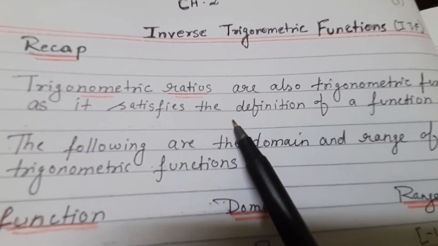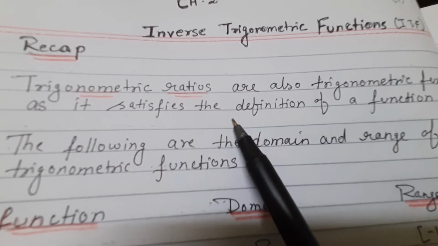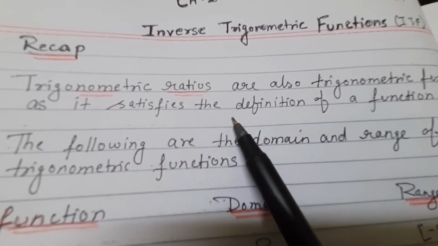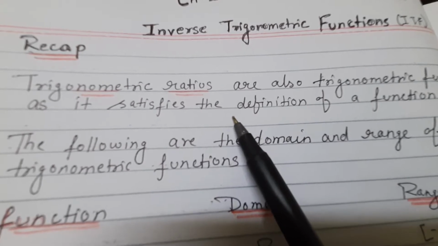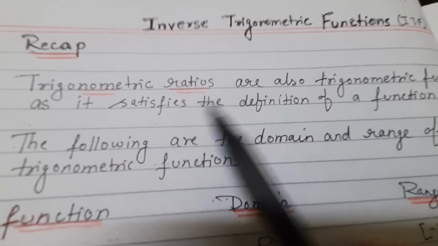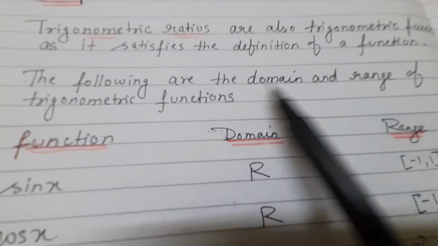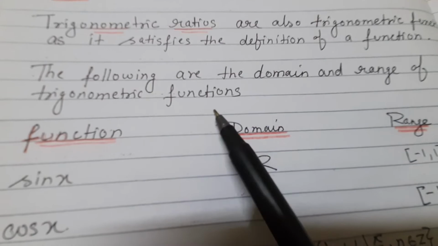For example, sine of pi by 4 is 1 by root 2. It cannot be anything else. Sine of pi by 4 cannot be 1. So it satisfies the definition of a function. Therefore, all trigonometric ratios are trigonometric functions. Now, the following are the domains and ranges of trigonometric functions.